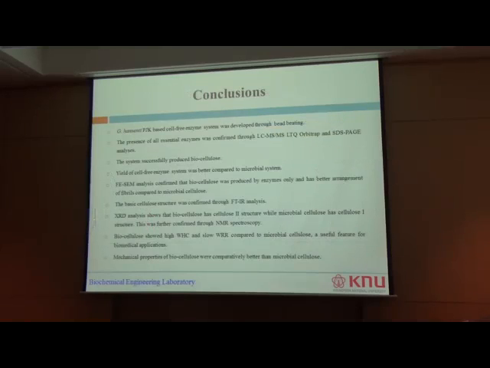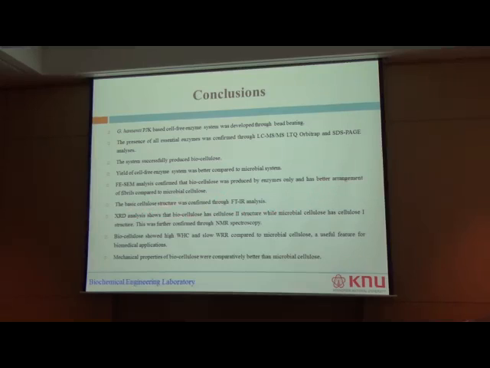So in conclusion, a GHNI-PJK based cell-free enzyme system was developed through bead beating. The presence of all essential enzymes was confirmed through SDS as well as LC-MS LTQ Orbitrap analysis. The system successfully produced biocellulose. The yield of the cell-free system was comparatively better as compared to the microbial cellulose system. The FESEM analysis confirmed the biocellulose produced by the cell-free enzyme system was pure and has a better arrangement of fibers compared to microbial cellulose.